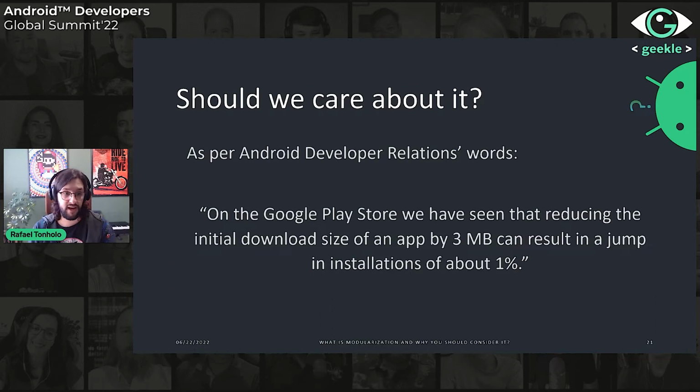Google has identified that in the Google Play Store, if you reduce the initial download size of your app by just 3 megabytes, you can get a jump in installations of about 1%. And Play Feature Delivery is a feature under the app bundle that empowers you to decrease your app size even further.